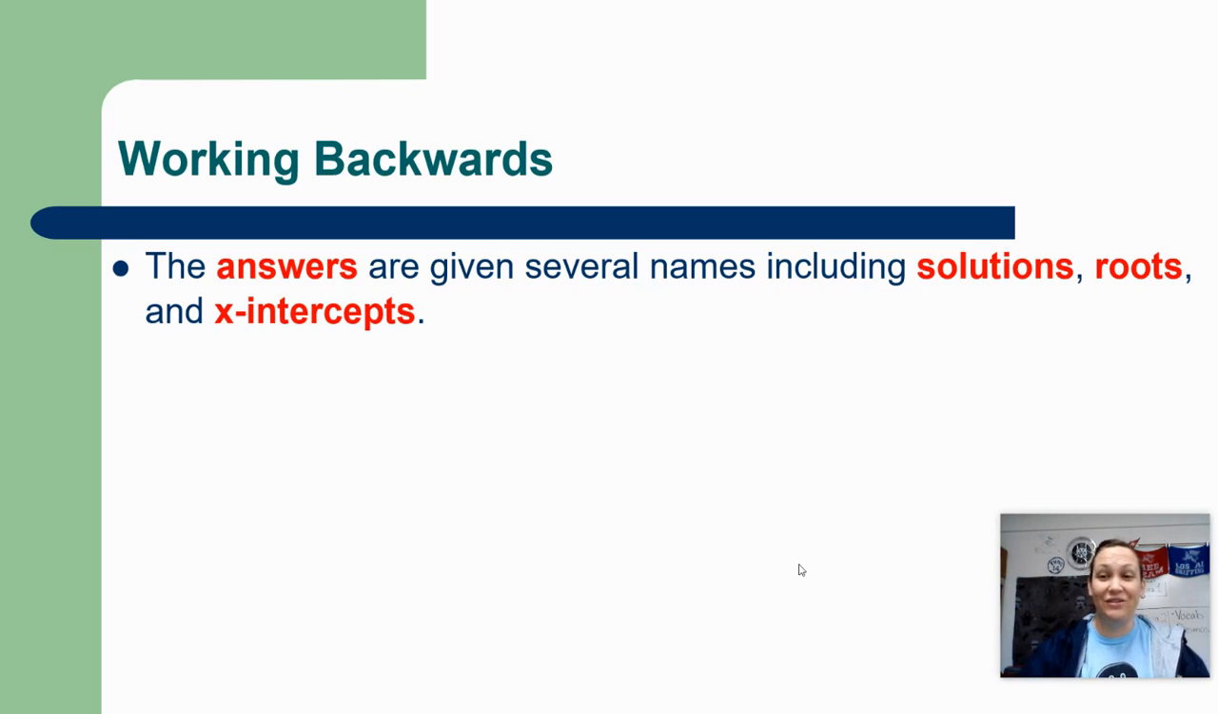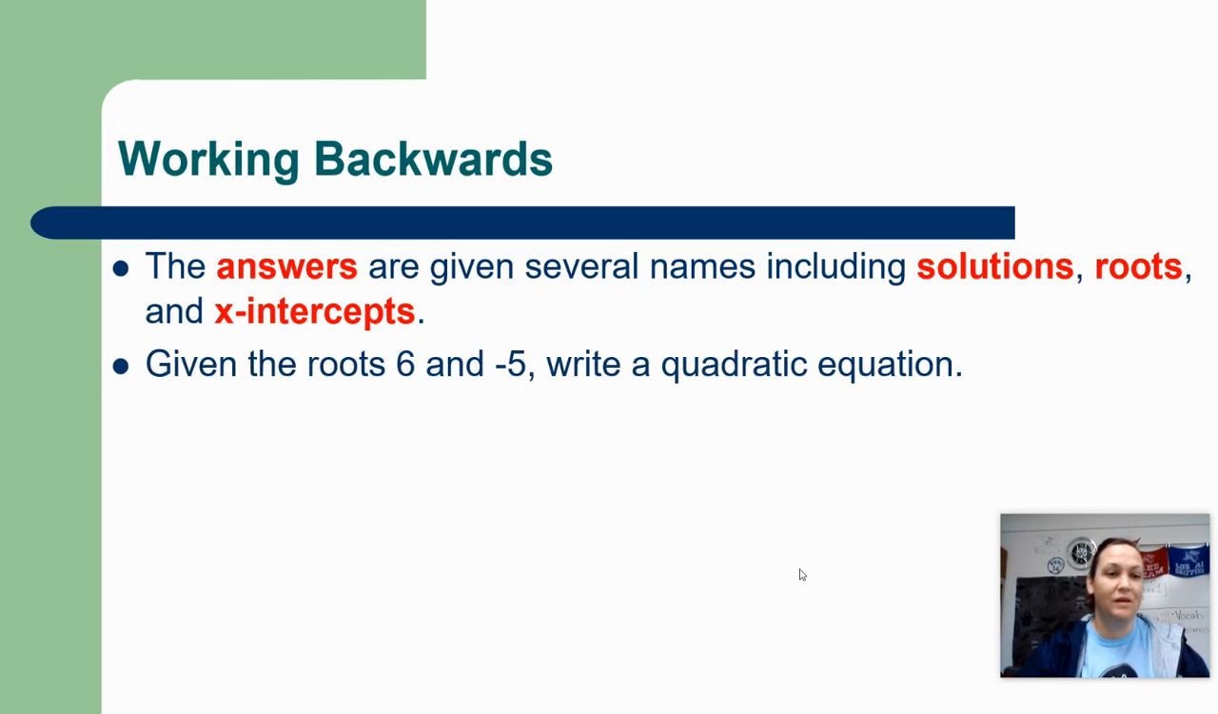But let's go ahead and do a problem. So here's the original question. The question says, given the roots, and we just learned roots means answers, given the roots 6 and -5, write a quadratic equation. So this is, again, telling us what our two answers are. Our two answers are 6 and -5, and then they want the original math problem that would give us those answers.